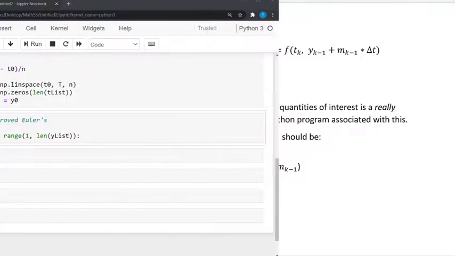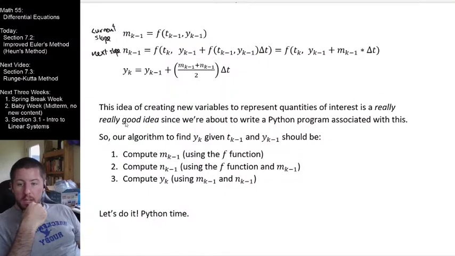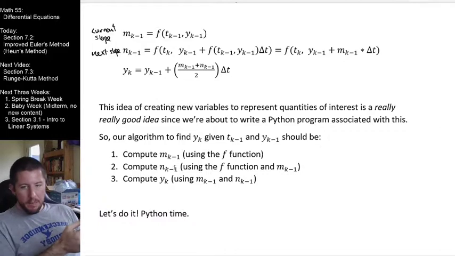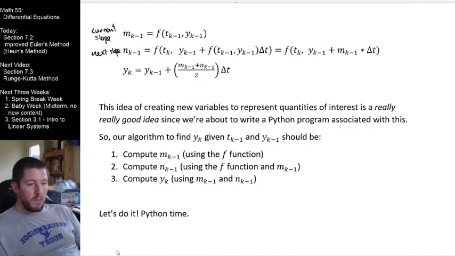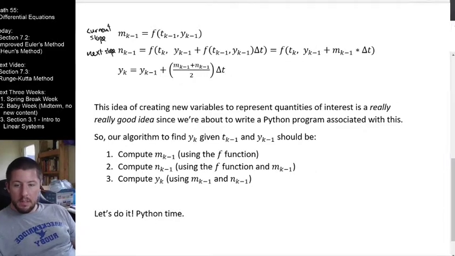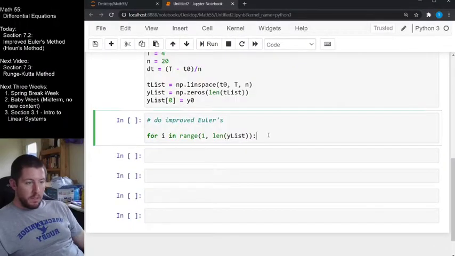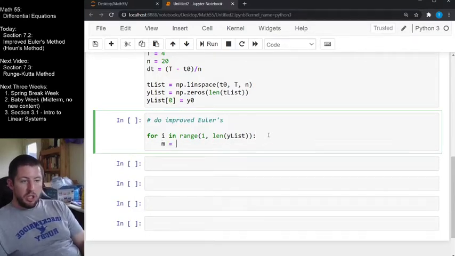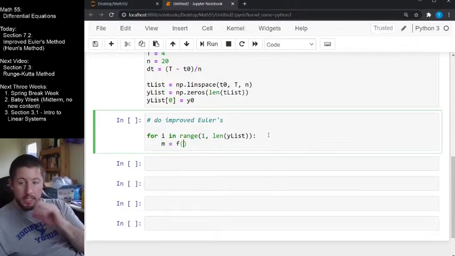So let's remind ourselves what we're doing here. We said that we're first going to compute m using just f. Then we're going to compute n using f and m. Then we're going to use that to make our update to y and store the y in the y list right there. So it looks like to compute m, it's just apply f to our current t and our current y, right? So let's go ahead and do that over here. To compute m should just be f being applied to our current t.